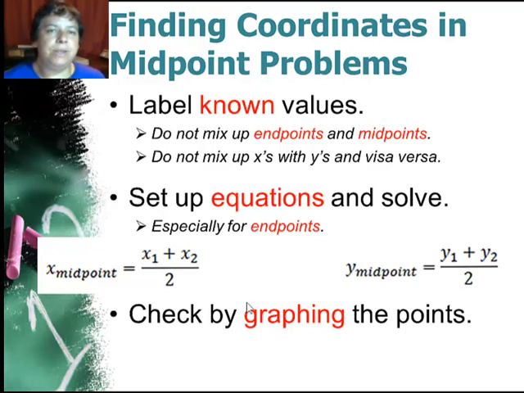Now, finding coordinates in midpoint problems. If we were just always finding the midpoint, it would be pretty simple. Just add them up and divide by 2. The problem is when I give you a midpoint and an endpoint, and then ask for the other endpoint. So the best way to solve these is to first label your known values. Know what x1 and y1 and x2 and y2 are. And if you know the midpoint, what xm and ym are.